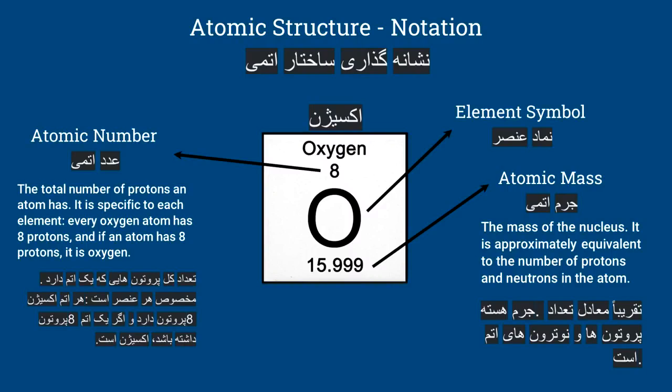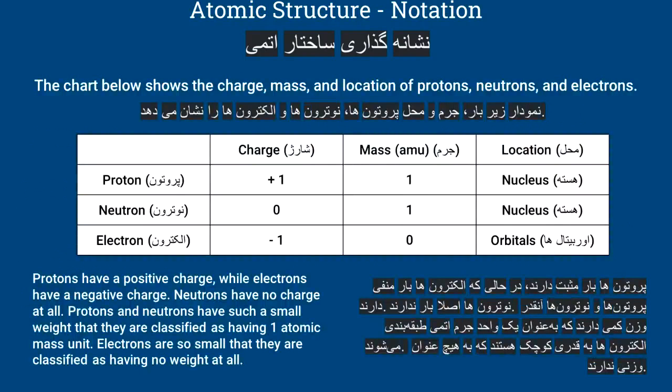Finally, the number below the element symbol is the atomic mass. The atomic mass is approximately equal to the mass of the nucleus, which equals the total number of protons and neutrons. We will talk about why the atomic mass is equal to that sum in the next slide.